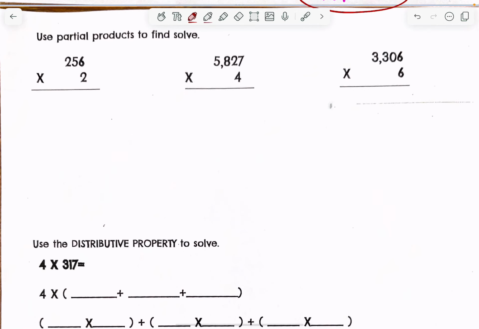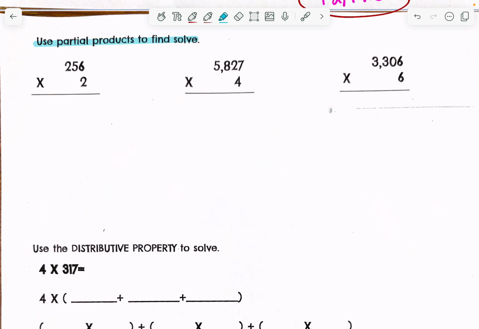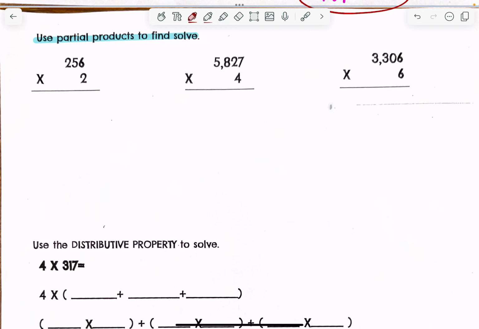All right, now we're going to go on to the back side of this guided worksheet, and we're going to use partial products to solve. Partial products, we kind of touched on this in earlier videos, but if you just need partial products, welcome. I'm going to go ahead and switch my color for everyone. So we are going to start with 256 times 2.